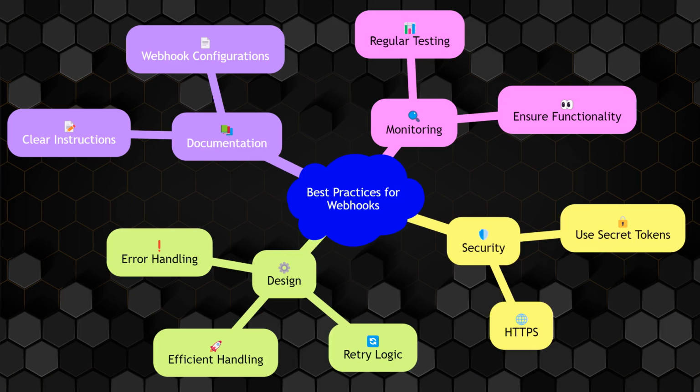To get the most out of webhooks, it's important to follow best practices. First, ensure that your webhook endpoints are designed to handle incoming data efficiently and securely. Use secret tokens and HTTPS to protect the data. Implement retry logic and error handling to manage failures. Additionally, document your webhook configurations and provide clear instructions for setting them up. Regularly monitor and test your webhooks to ensure they are functioning as expected. Following these best practices will help you create a reliable and secure integration using webhooks.